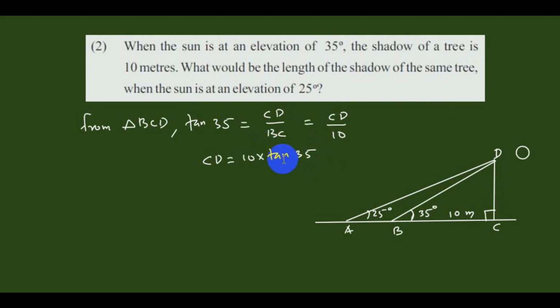Now tan 35, its value we will obtain from the table. Now we are not going to take that value. Let it be there. Okay, we will take its value a little later. Now CD is known. Now we need to get AC. For this, consider triangle ACD.